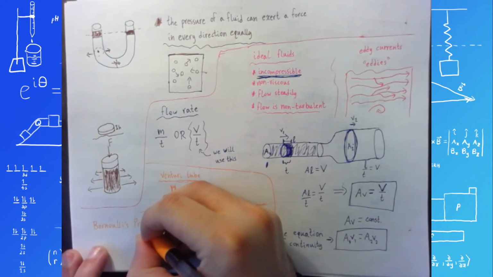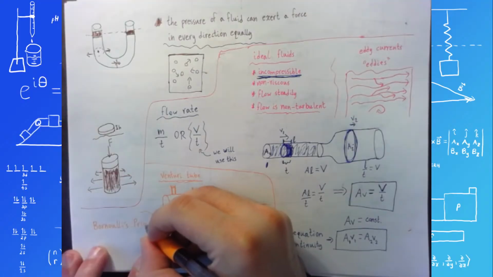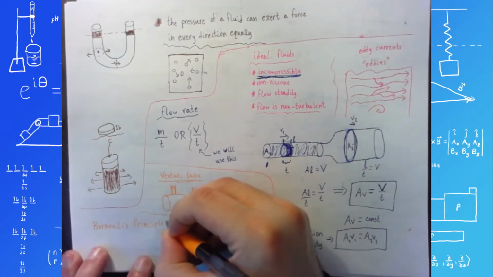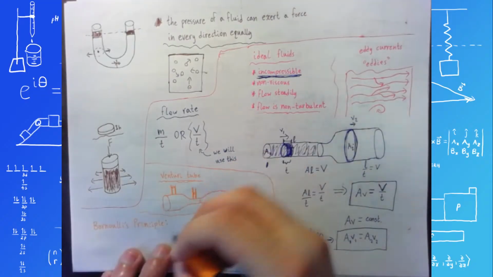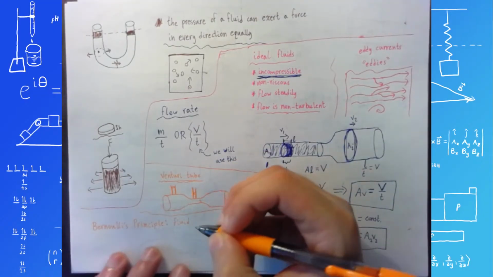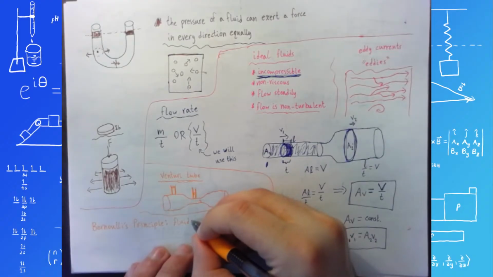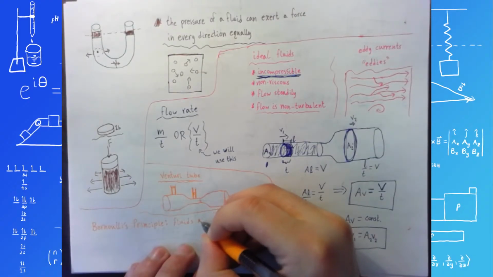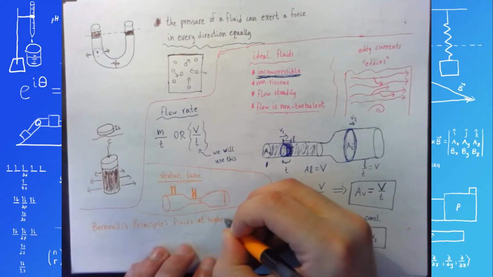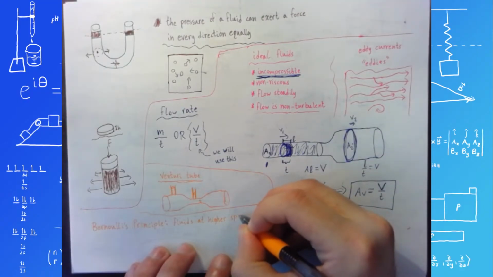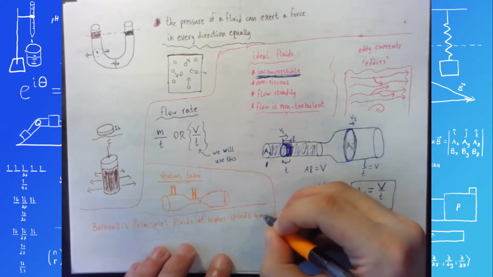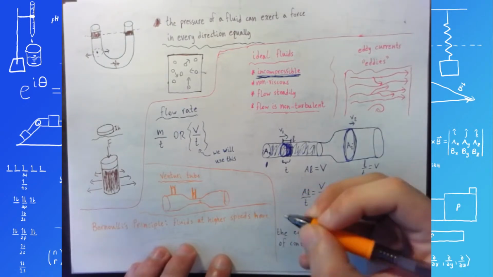Bernoulli's principle simply states what we just mentioned and observed in the simulation. Bernoulli's principle tells us that fluids moving at faster speeds exert less pressure. Fluids at higher speeds have lower pressures.